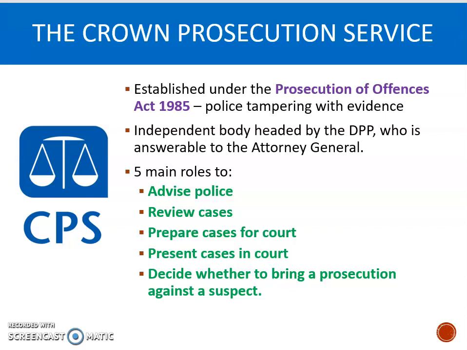And this body is headed by the DPP, standing for the Director of Public Prosecutions, who answers to the Attorney General. And the CPS has 5 main roles. And you can see here I've bullet pointed these for you. It will advise the police, it will review cases, it will prepare cases for court. We have CPS lawyers who will present cases in court, and they also decide whether to bring a prosecution against a suspect by looking at all the different evidence and deciding whether there's enough to prosecute and also whether it's in the public interest for a prosecution to be brought.